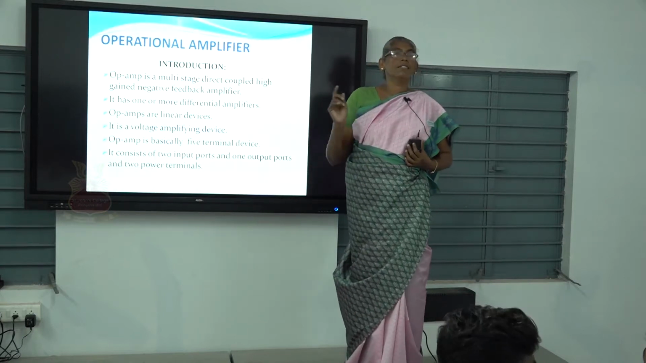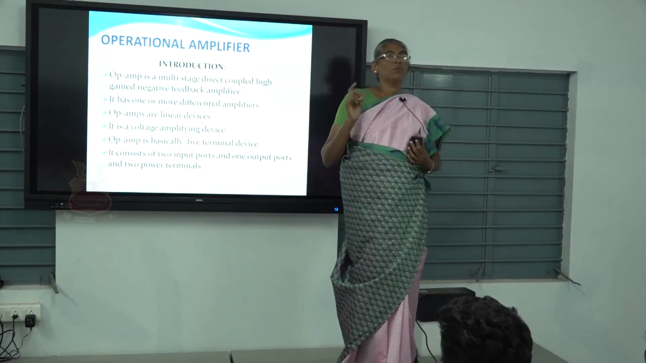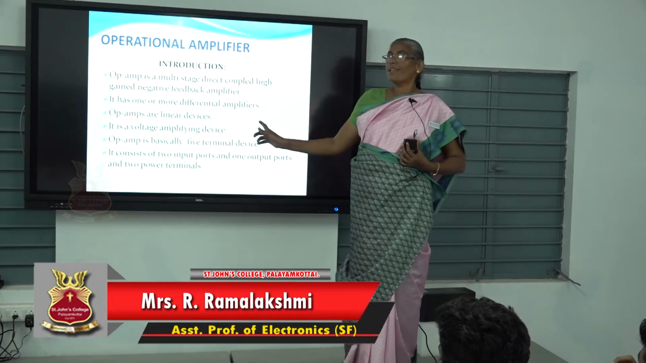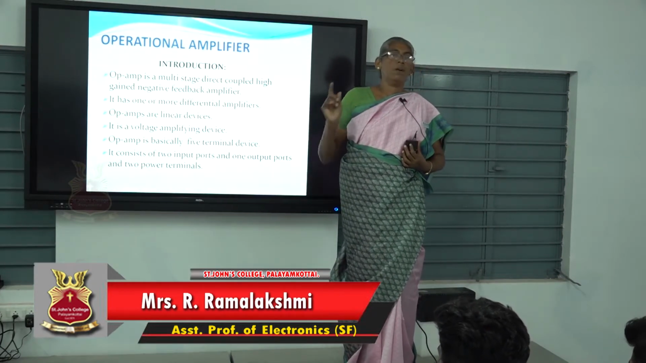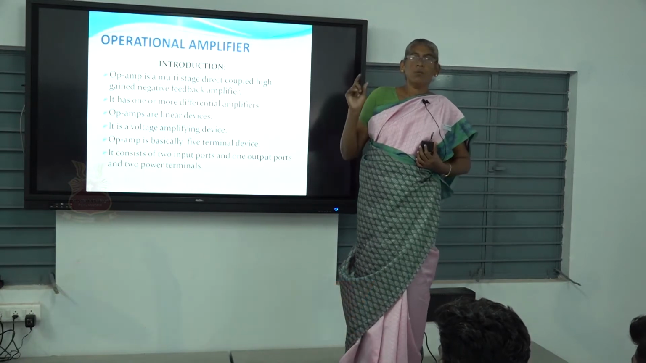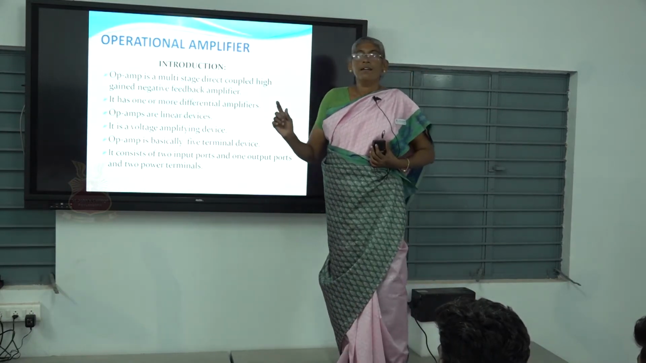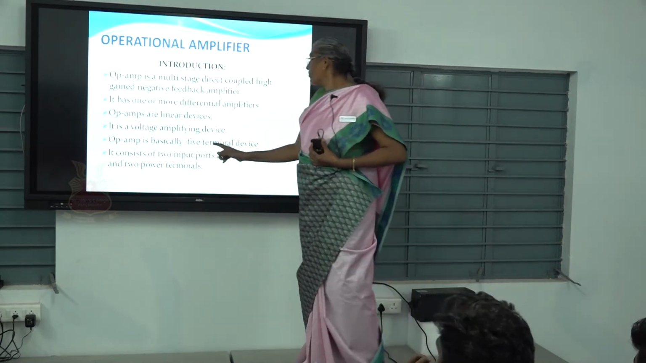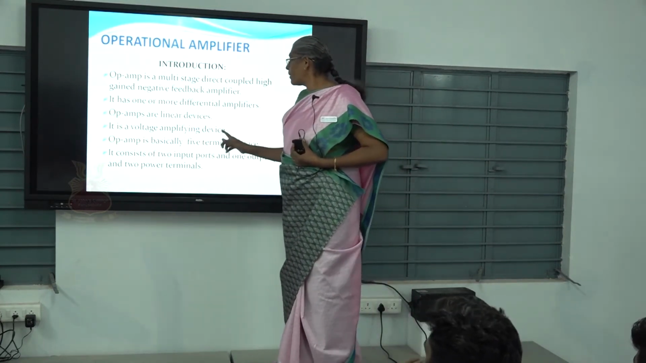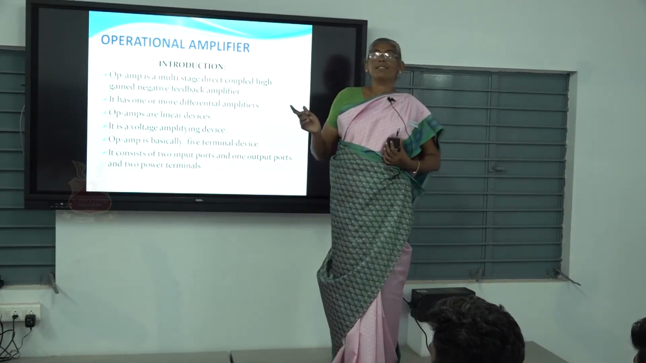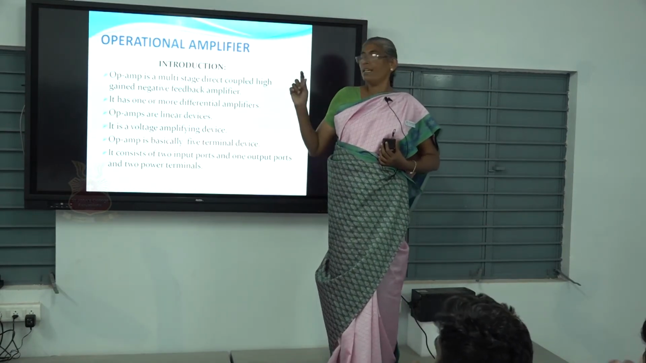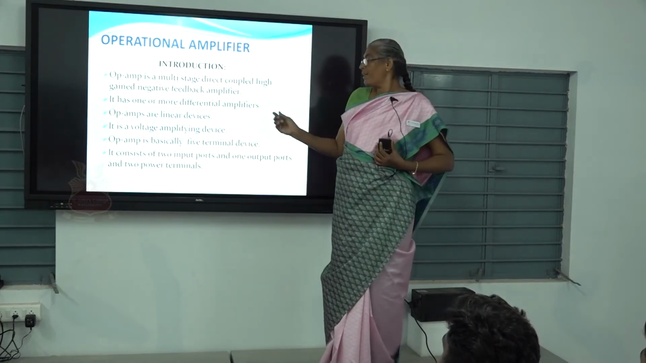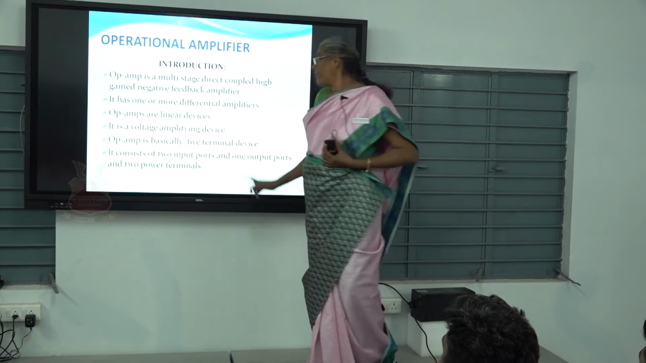Operational amplifier is a linear device. The operational amplifier has one or more differential amplifiers. The differential amplifier is a voltage emitter follower. Two voltage emitter followers are cascaded into an operational amplifier. The operational amplifier basically has 5 terminals: 2 input terminals, 2 power terminals, and one output terminal.